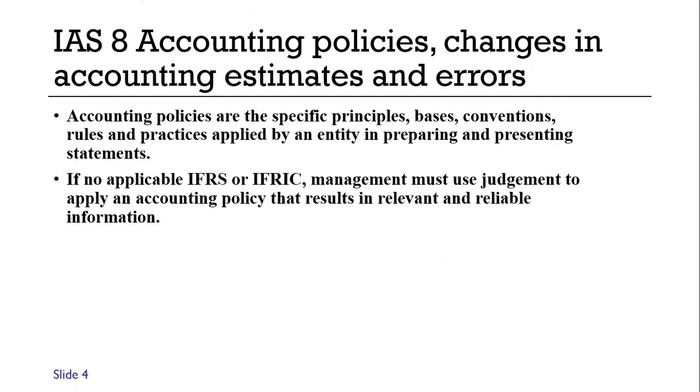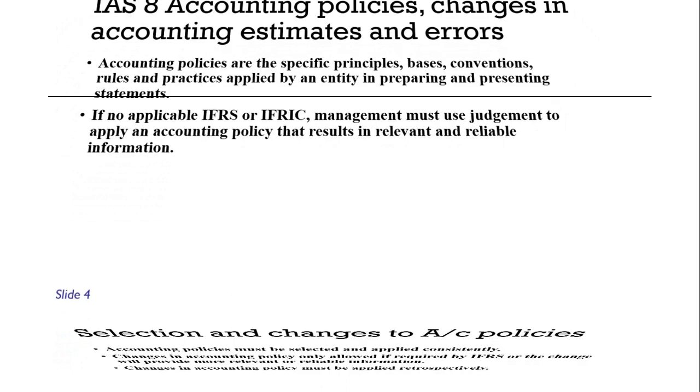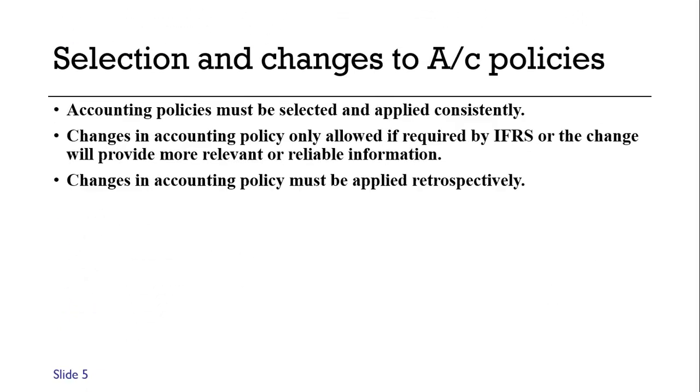Now, the standard IAS 8 deals with policies, changes in accounting estimates, and errors. Accounting policies, of course, are benchmarks that accountants use in preparing financial statements. Now, where there is no accounting policy, where there is no authoritative statement from the International Financial Reporting Interpretations Committee, accountants are at liberty to use professional judgment. Right, so now let's progress.